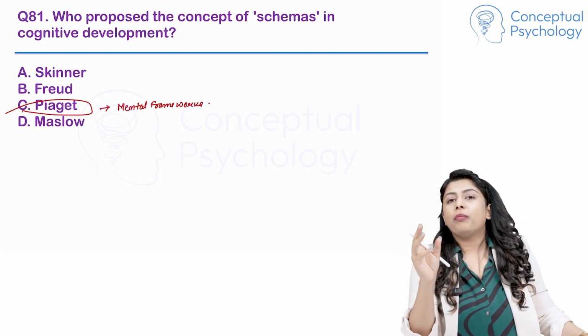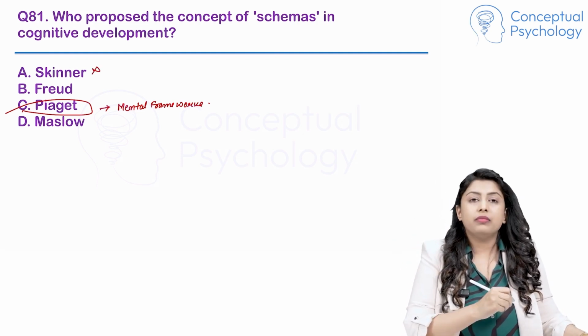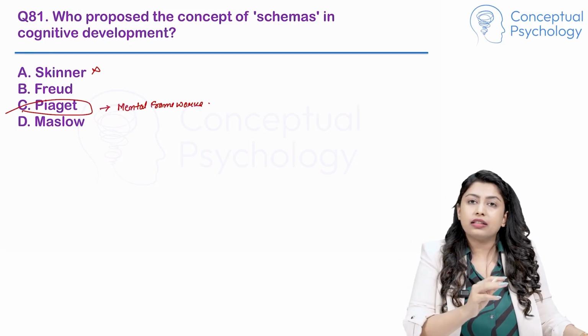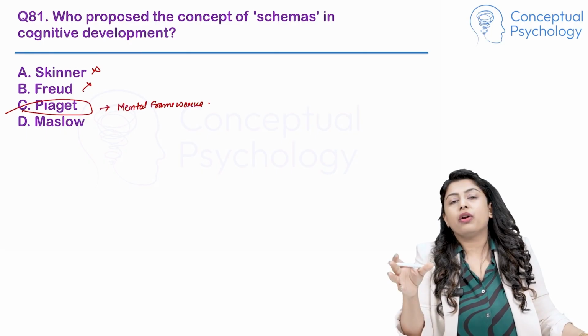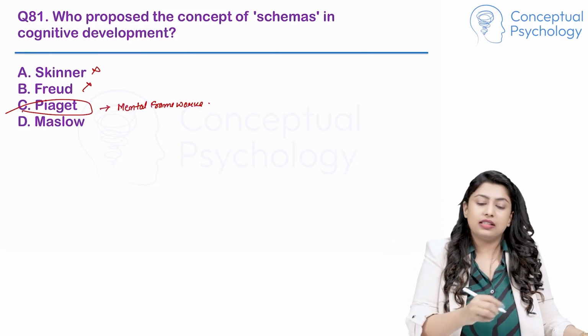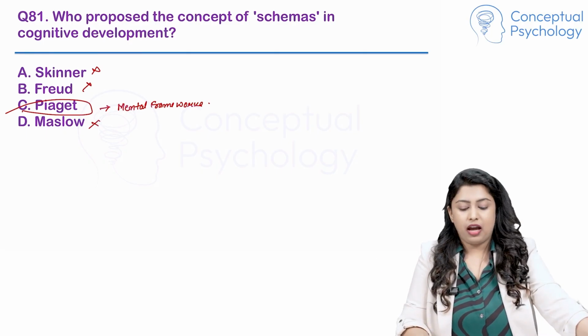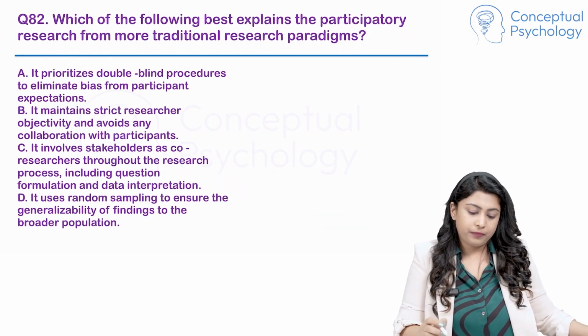Skinner is known for operant conditioning and behaviorism. Freud is known for psychoanalytic theory and psychosexual development. Maslow is known for hierarchy of needs and humanistic psychology. Hence, Piaget is the correct option.